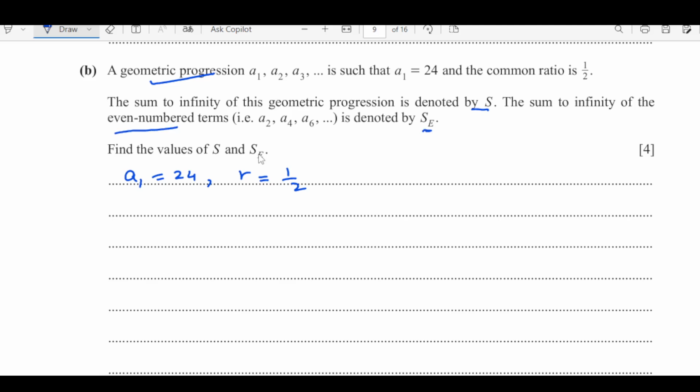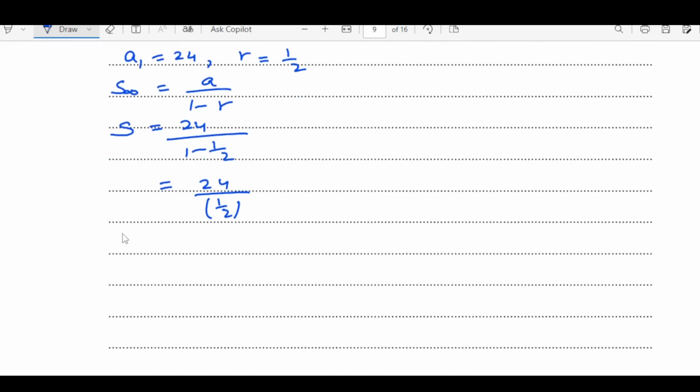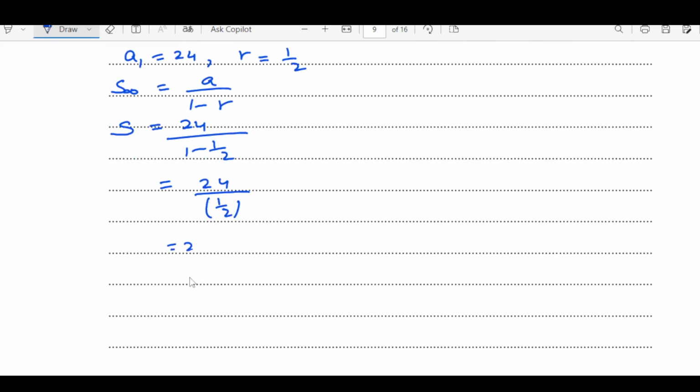So we are looking for the sum to infinity of the terms and the sum of the even numbered terms. First of all, we know that the formula for the sum to infinity is a over 1 minus r. So the sum to infinity is denoted by S. So S is equal to 24 over 1 minus 1 over 2, which is 24 over half, right. So this is 24 times 2 over 1. So S is 48, right. So one thing is done.